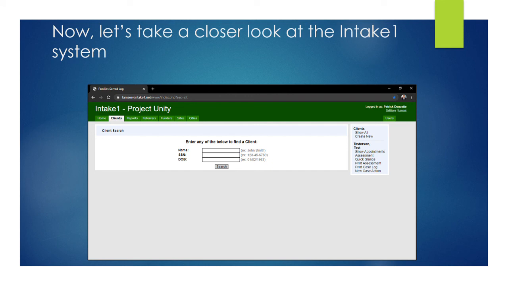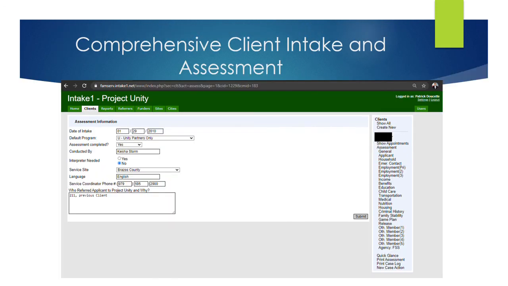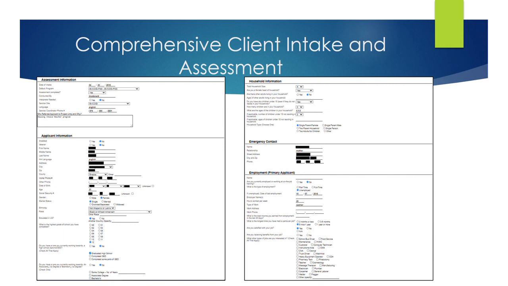Let's take a closer look at the Intake1 system. The Intake1 system includes a comprehensive client assessment. This assessment includes information such as household info, income, benefits, education, childcare, transportation, medical information, nutrition, housing, criminal history, and family stability. In this way, the assessment provides a comprehensive understanding of the client's well-being. This information can also be printed out from the system and it appears in this form.